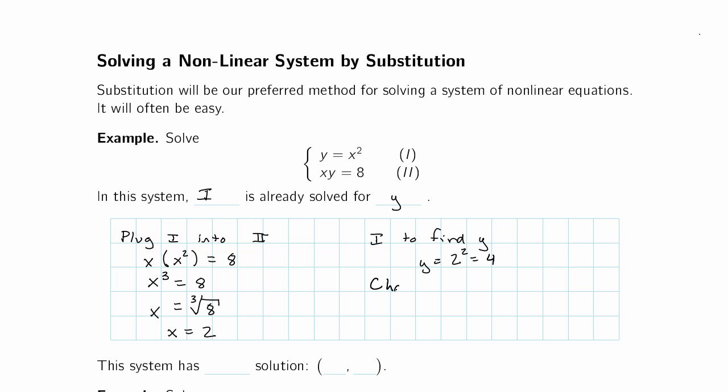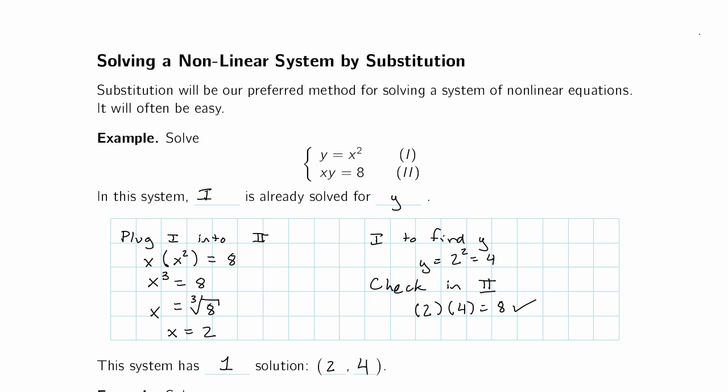And we can check that in 2. X is 2, y is 4. Multiply those together, we really do get 8. This system has one unique solution. X is 2, y is 4. This time we got lucky. We had exactly one solution to our system.